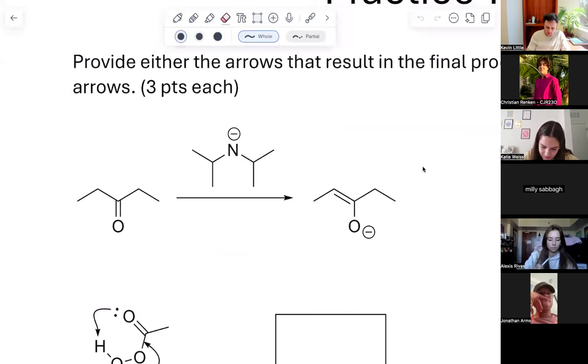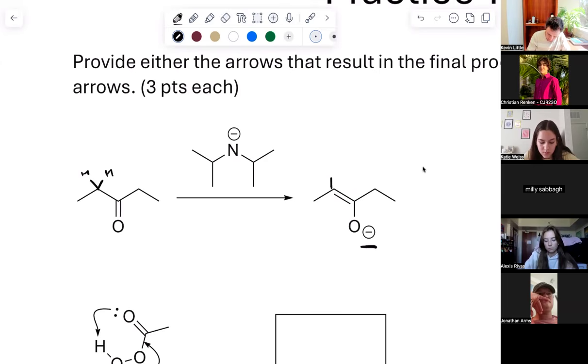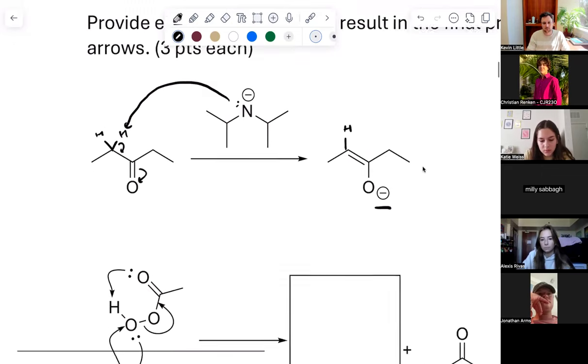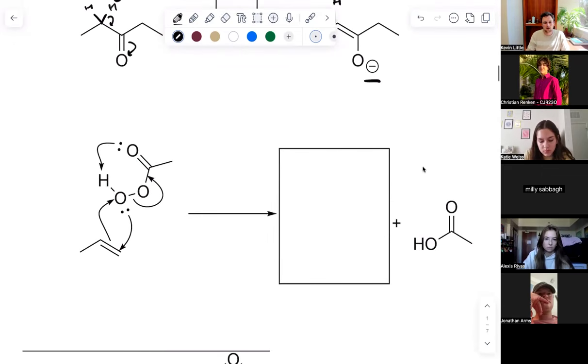So, when I look at a question like this, I immediately see that this oxygen has gained a negative charge. And I see that this carbon, which had two hydrogens, now only has one hydrogen. So something has to take a hydrogen. Most likely it's this thing with a negative charge. And I'm going to ultimately give a charge to the oxygen.